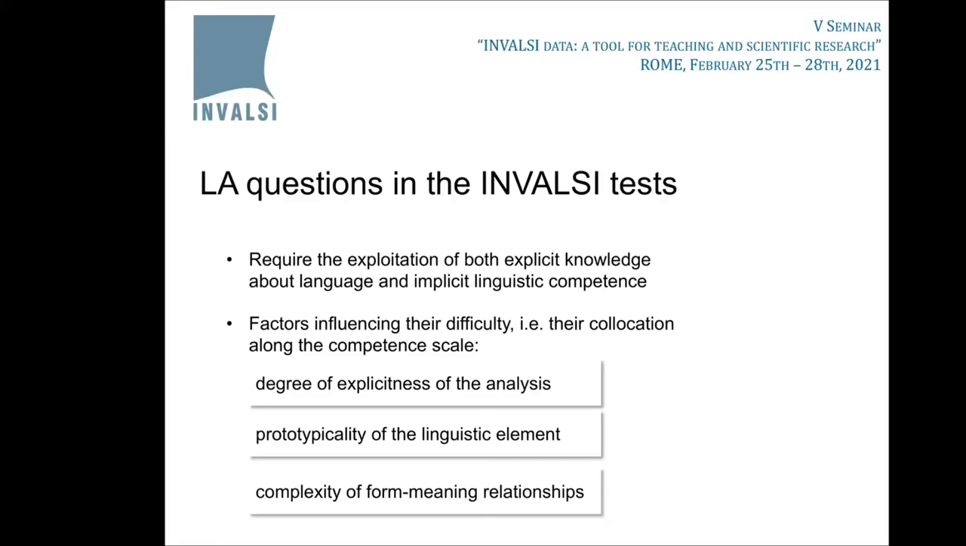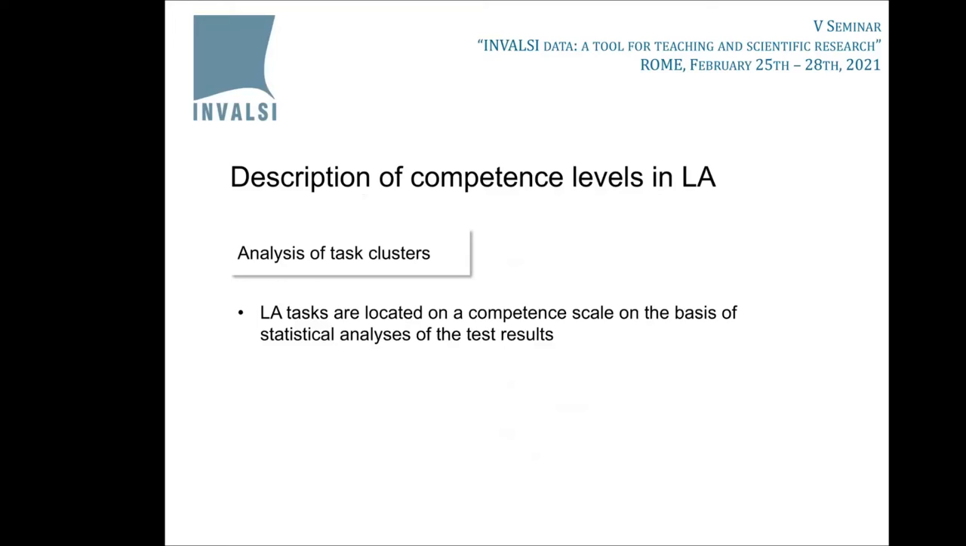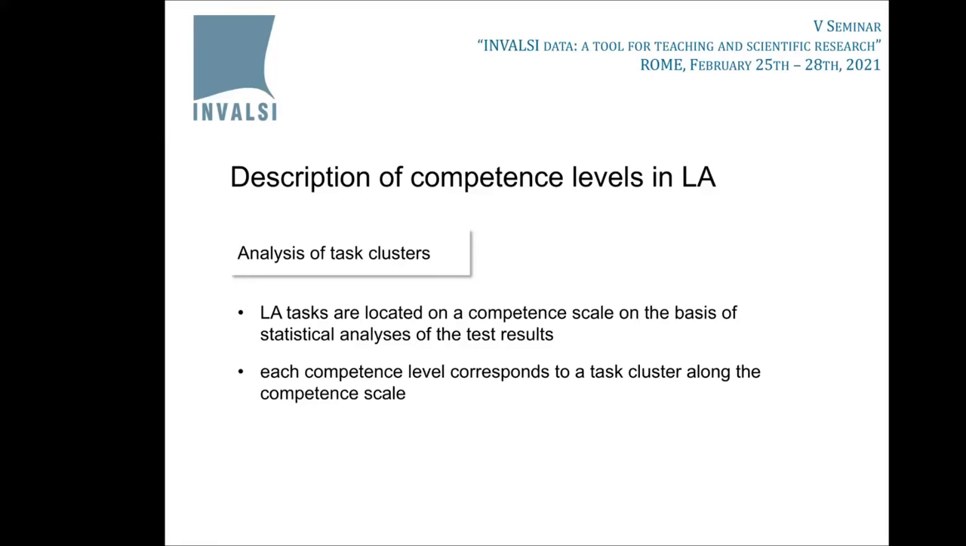We are going to see how these factors work together in a second. So when we describe competence levels on the basis of the INVALSI test, we analyze task clusters. The language awareness tasks are located on a competence scale on the basis of the test results. This is based on statistical analysis. The next step is that we divide the competence scale into competence levels. That is still a statistical issue. Each competence level corresponds to a task cluster along the competence scale, so when we describe competence levels, we basically describe task clusters.